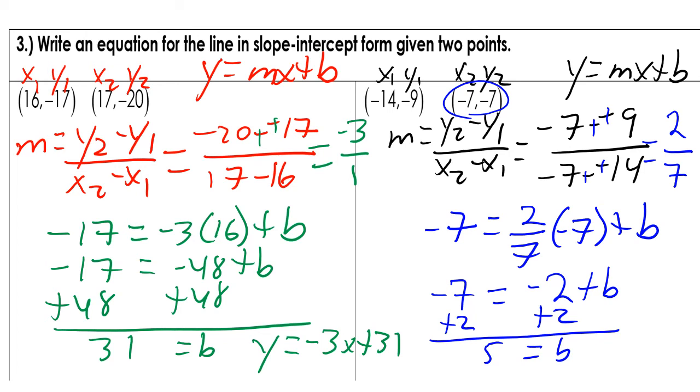So now I can write the equation. Slope is 2 over 7, b is 5. So y is equal to 2 over 7 x plus 5.